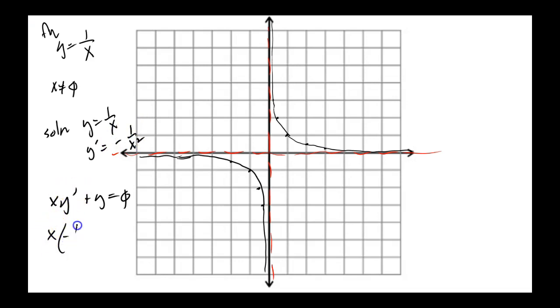x times minus 1 over x squared plus 1 over x. The question is, is that equal to 0? Well, one of these x's takes one of those out, and you have minus 1 over x plus 1 over x is equal to 0. Sure enough, that is a solution. Okay? Now, you can say that is a solution, but you also have to give on what interval.